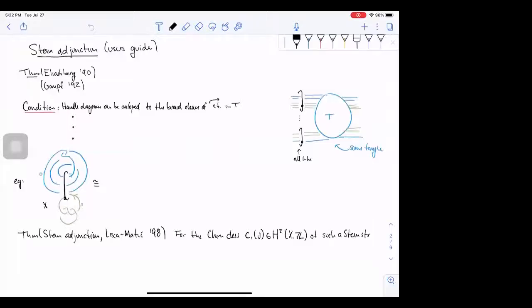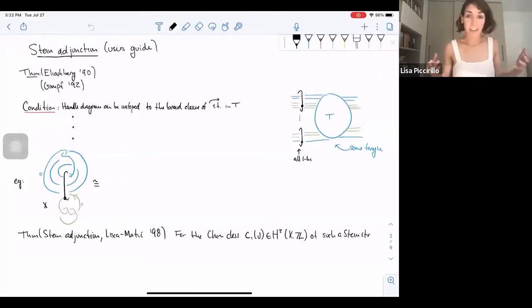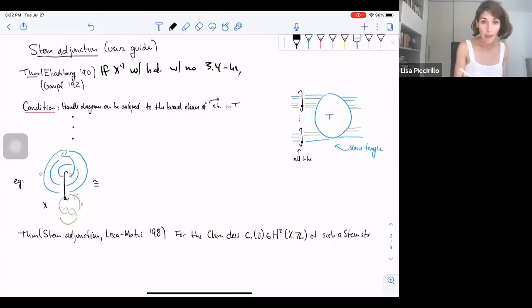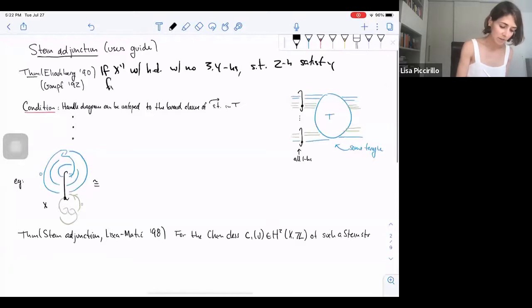Handle diagram, you can actually just use that nice handle diagram to assert that your manifold has some kind of geometry. And this is a theorem of Eliashberg. What it says is that if you have a 4-manifold X, which admits a handle diagram that doesn't have any 3 or 4 handles, and that handle diagram has that the 2 handles satisfy a framing condition. And I'll say more about that condition in a second.